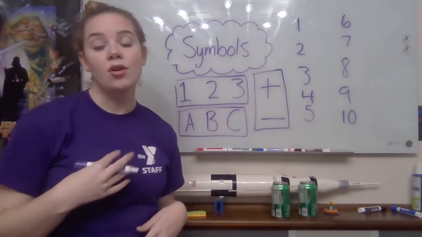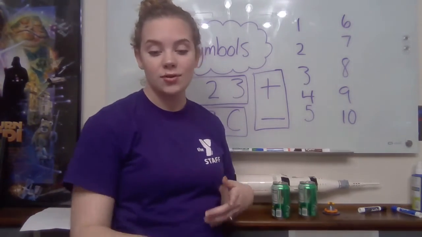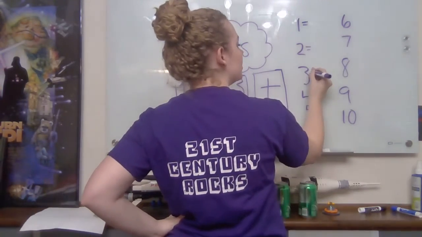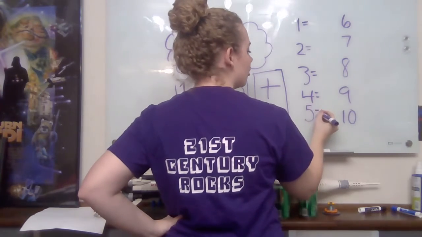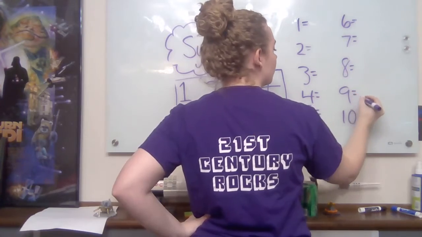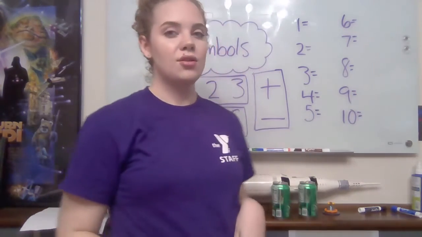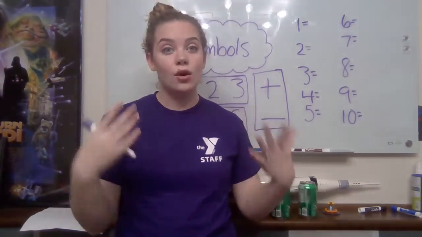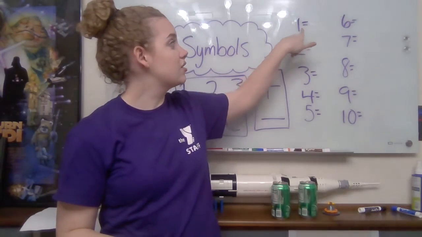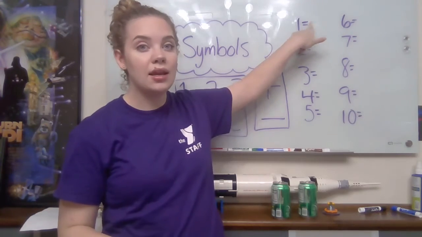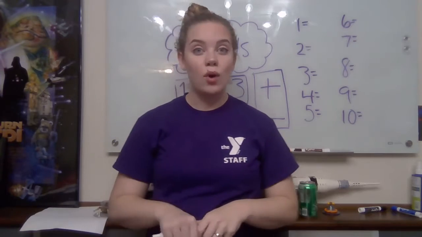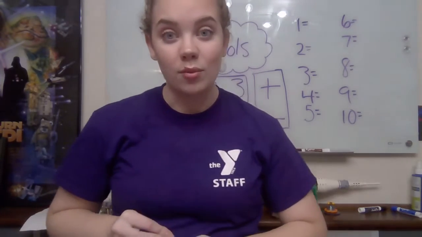And then what I did on my example, which I'll show you right after I do this, is I put an equal sign next to every single number. The reason why I wrote an equal sign right next to every one of my numbers is because when you make your own symbols, this is showing, okay, 1 equals this. So 1 has the same meaning as this symbol that I created. That is what you guys are going to do for numbers 1 through 10.